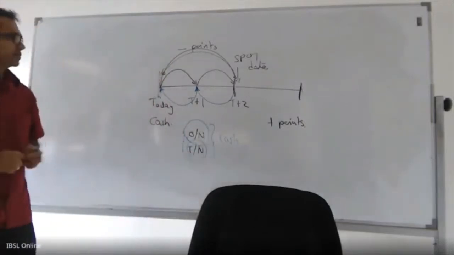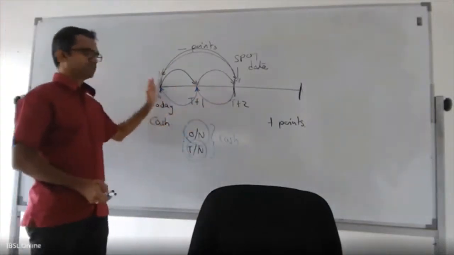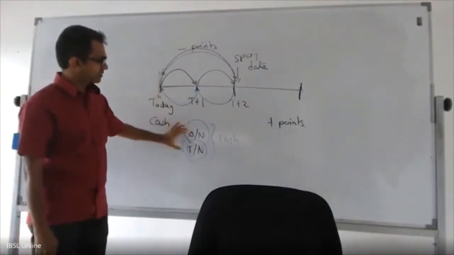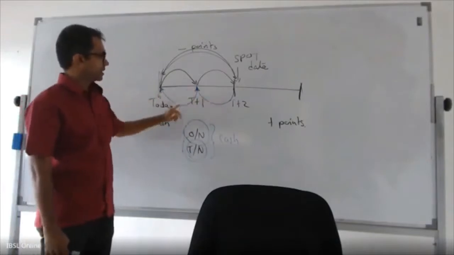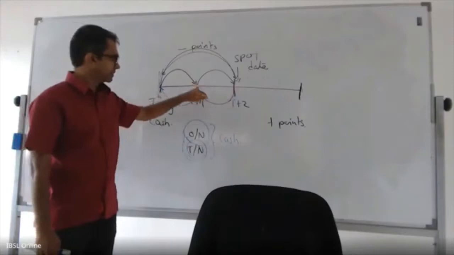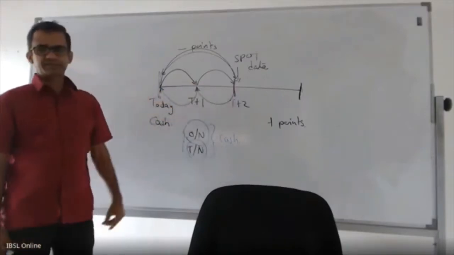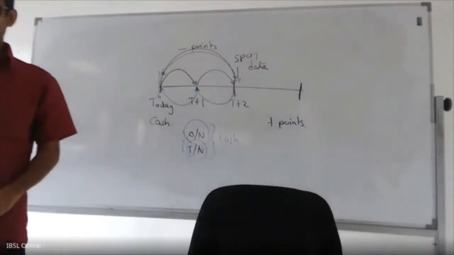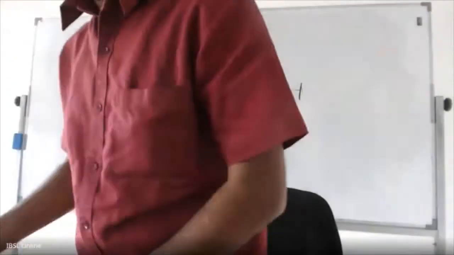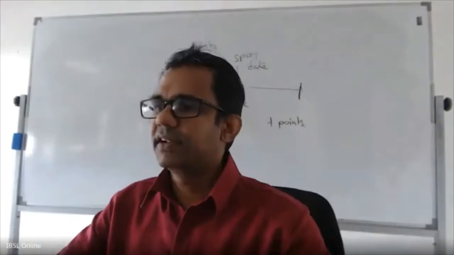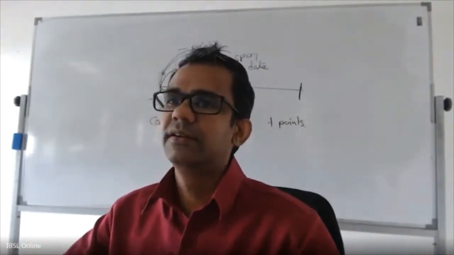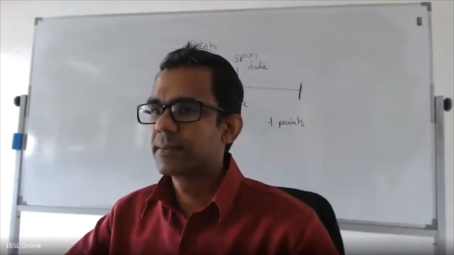Is it clear? Because we have to go back 2 days, but the points are given only for 1 day. What is the rate applicable here? That's why we add Tom next rate and the overnight rates.